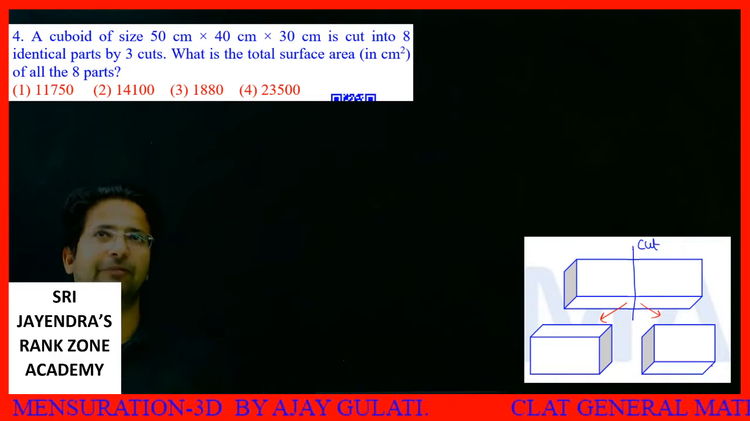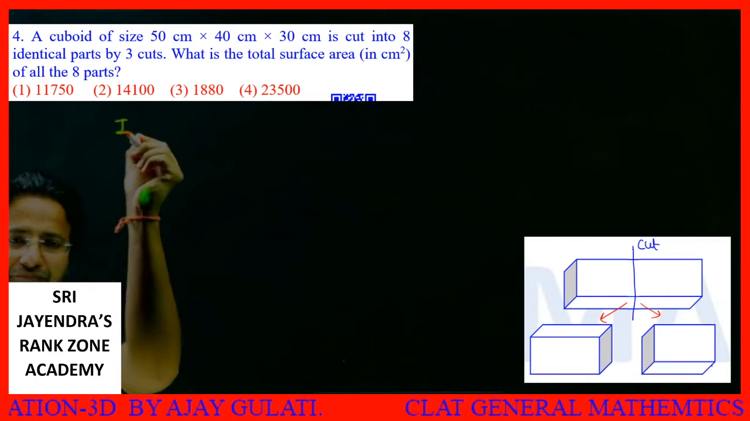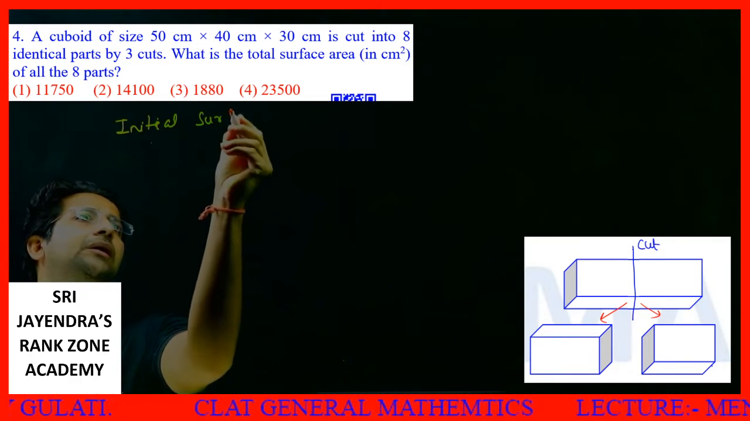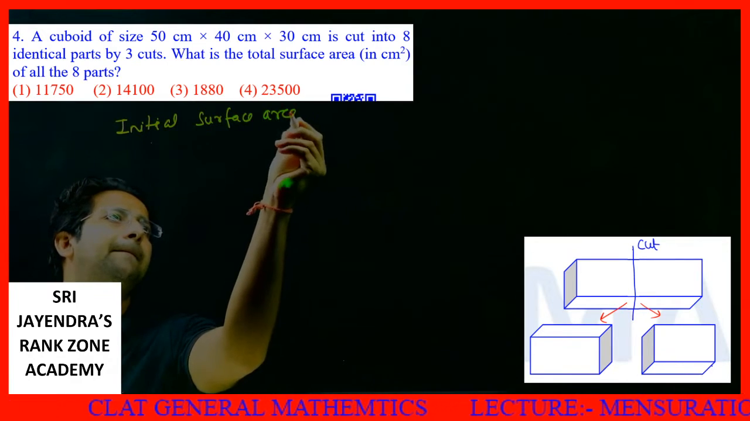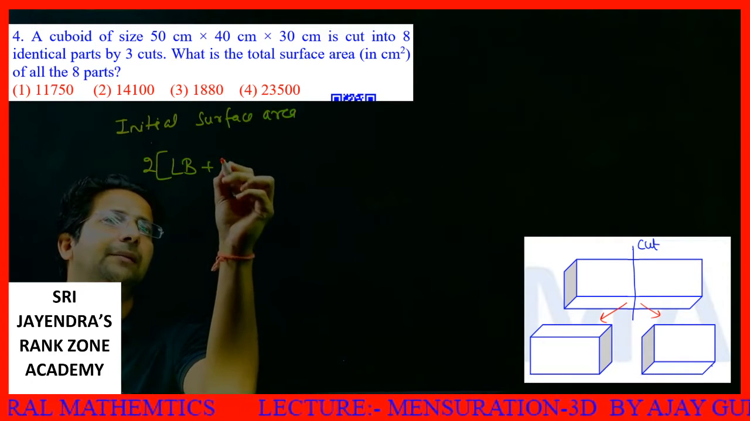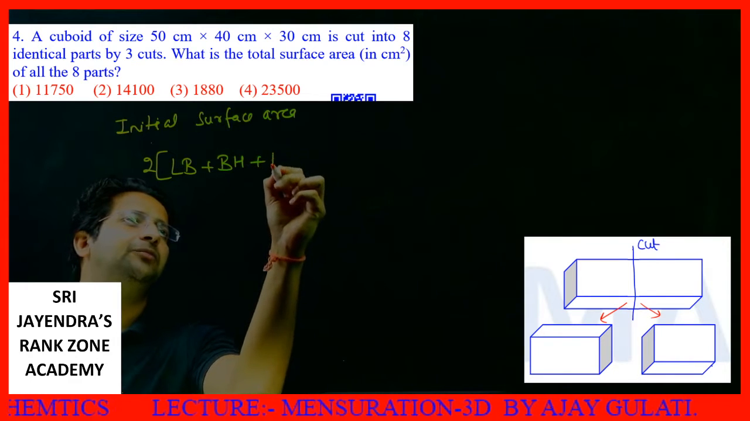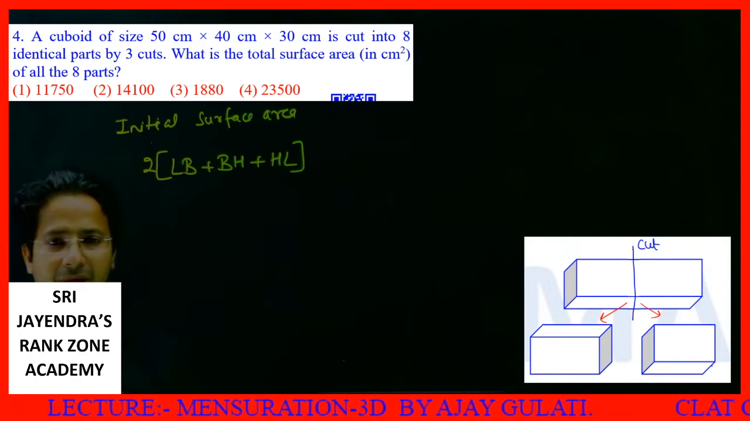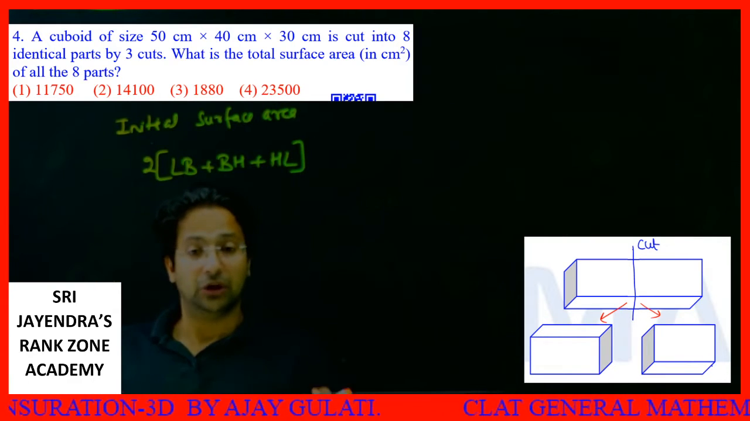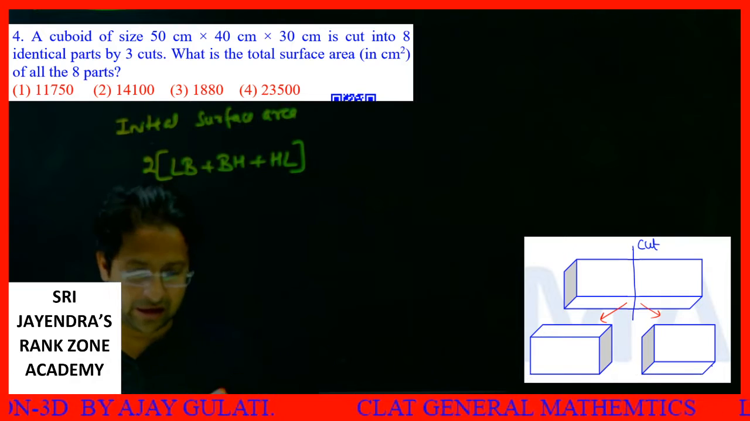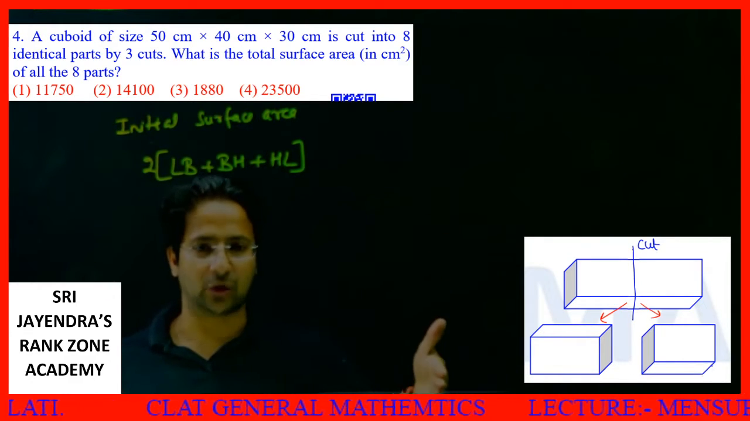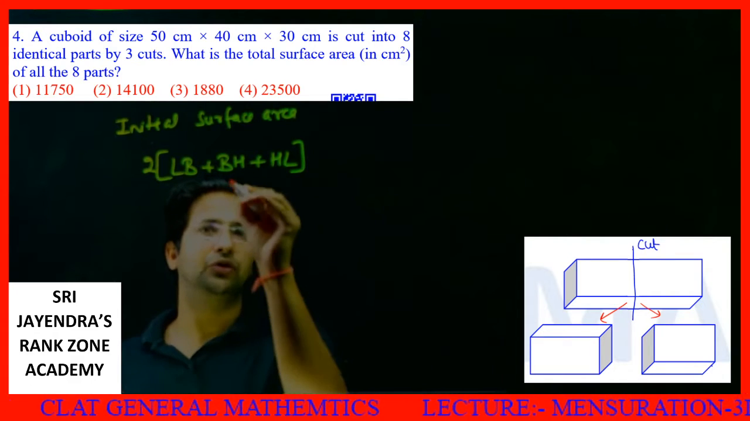So first of all, let's say initial surface area. Initial surface area is what? Twice of LB plus BH plus HL. When you cut it along the middle, then what do you get? You get 2 more faces. Now look, this is 2 more faces in 1 dimension. Okay, that's twice of breadth into height. You get 2 more this.